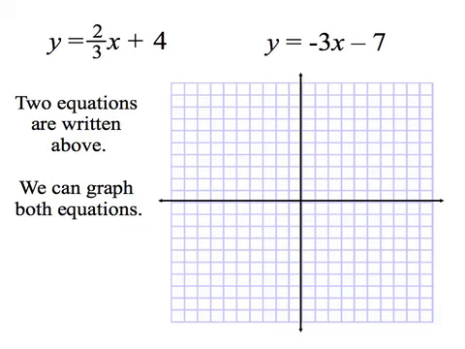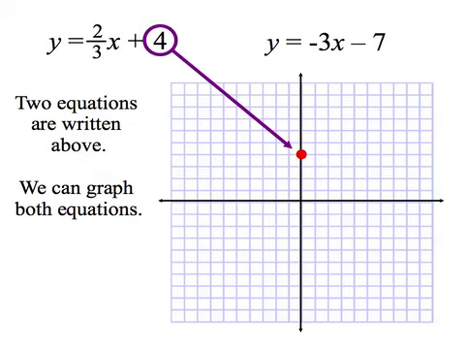Here's two equations, each written in slope-intercept form. And when two or more equations are considered together, it is often called a system of equations. Our goal here is to see if there's a solution common to both equations. Well, if you did well with graphing, you probably can graph both of these in a short amount of time.